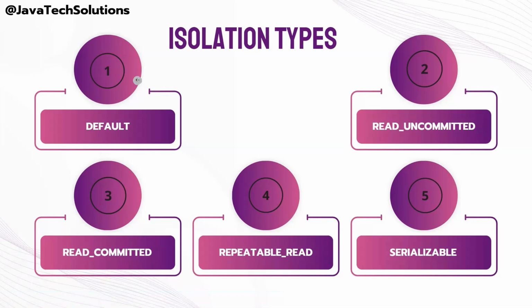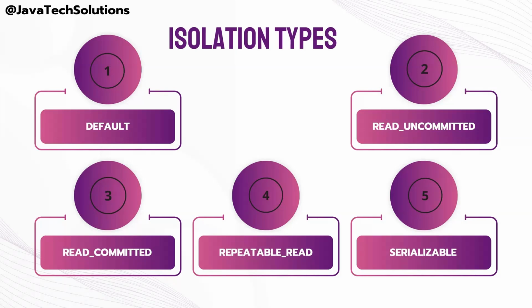Here also, default means it actually uses the database default isolation level. Read uncommitted means it allows dirty reads. Data changes by uncommitted transactions are also visible. So this is what it means. Dirty reads means suppose one transaction is going on but it is still in uncommitted mode. So that data is also visible for read uncommitted.